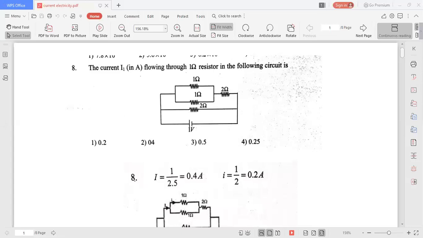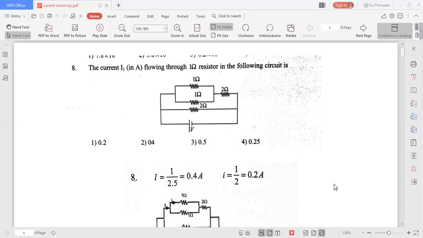Okay, all of you see the question paper. So now we are going to discuss the previous problems they asked in previous JEE Mains question papers in current electricity.